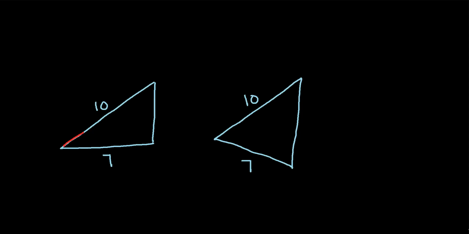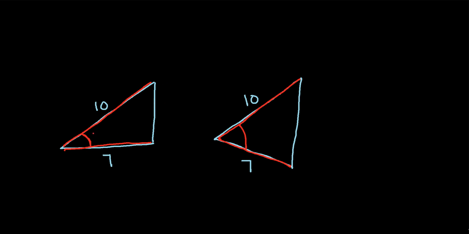In this triangle, we're saying the side length right here is 10, and this side length is 7. Similarly, this triangle also has a side length of 10 right here, and this side length is also 7. So they share two of the same side lengths. What the Hinge theorem says is that the one with the larger included angle, the angle between these two sides, must have the longer third side.